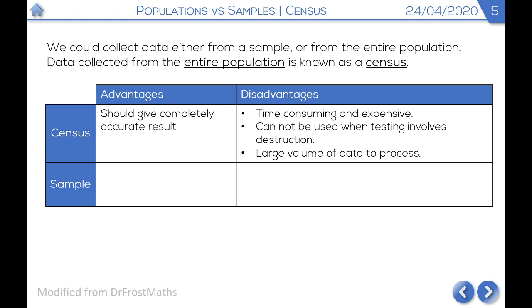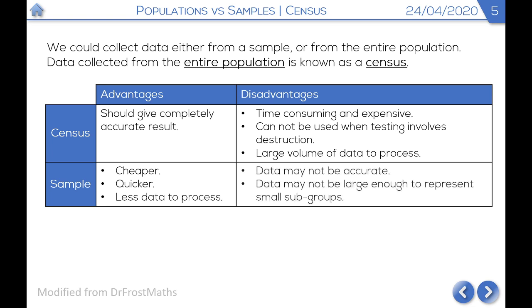In terms of a sample then, they're cheaper, quicker, and we don't have to crunch as much data. The disadvantages depend on how effectively you're able to sample things, but you might not get accurate data. Your sample size might not be big enough to represent everybody that you might think about.